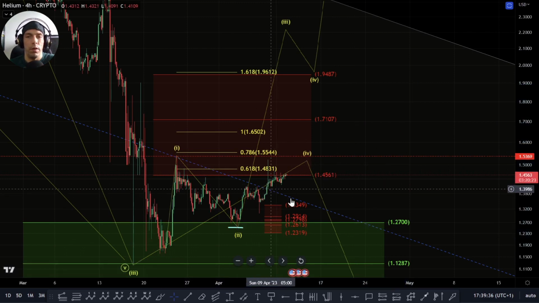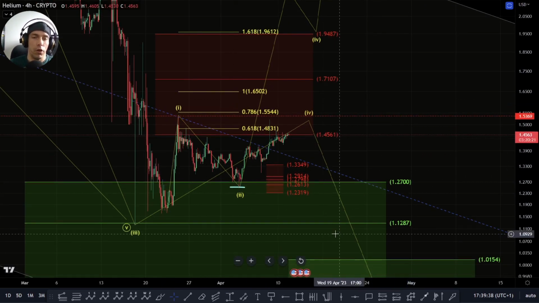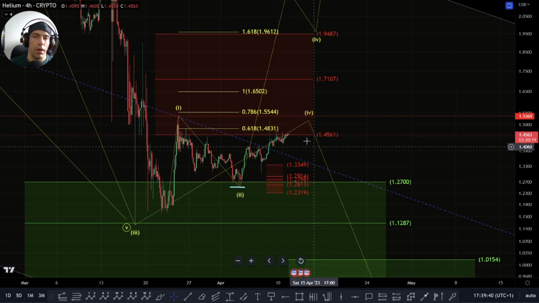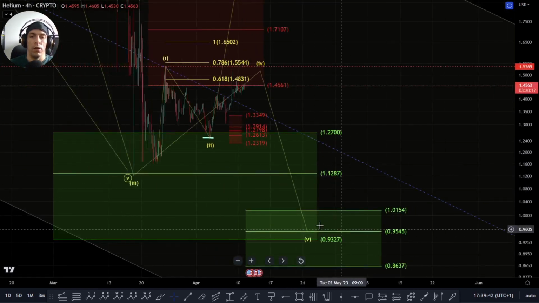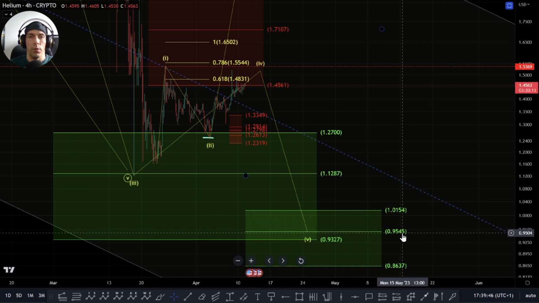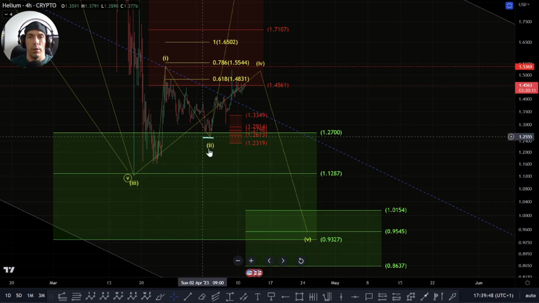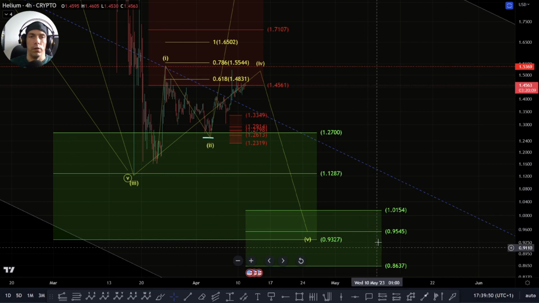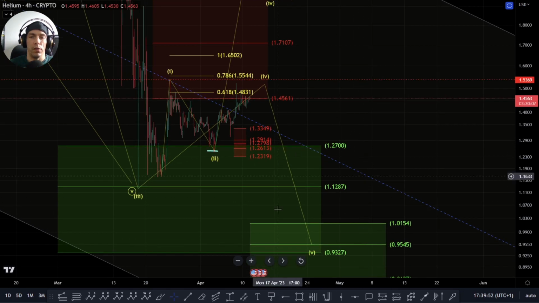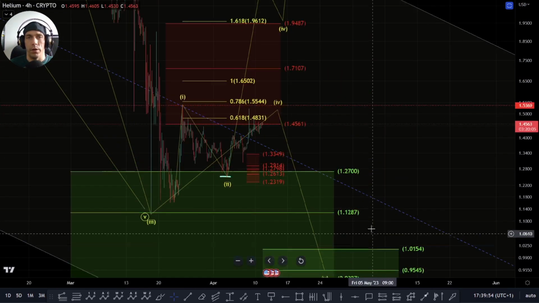For as long as we remain below that and we continue to face rejection, we need to just be careful that we aren't going to extend out and look for this lower target range of this 95.45 area here, and that we could actually be looking for these lower targets still. So we're going to have to keep an eye on it.